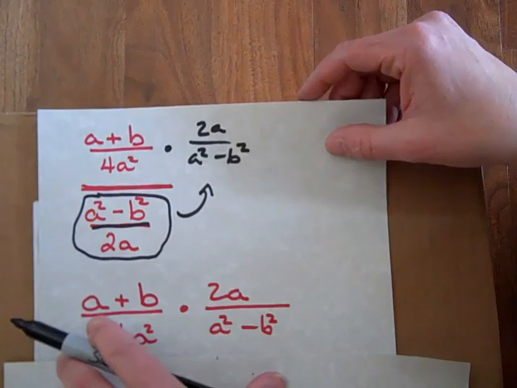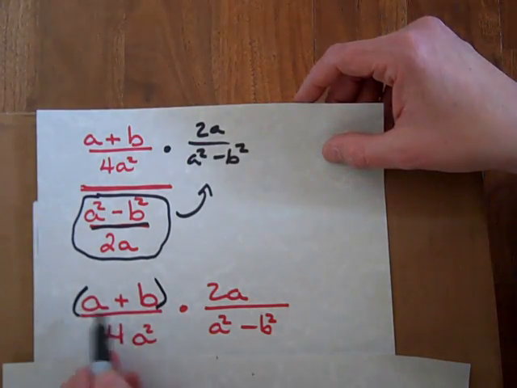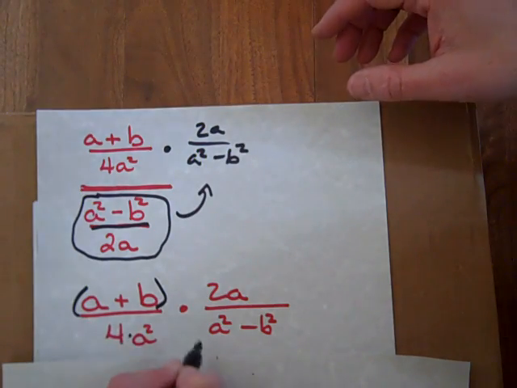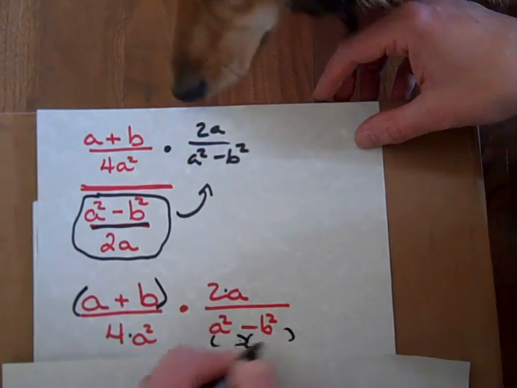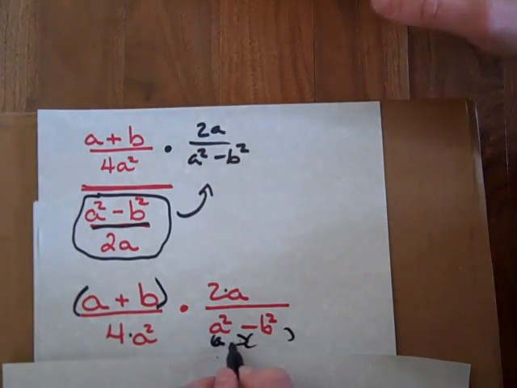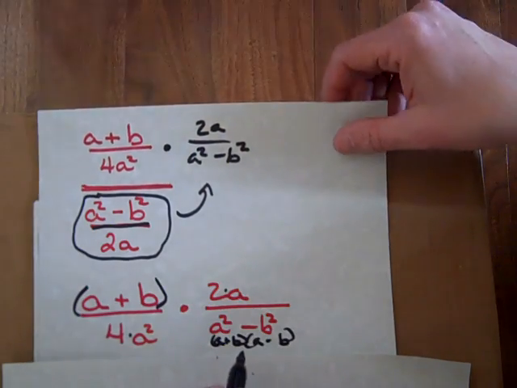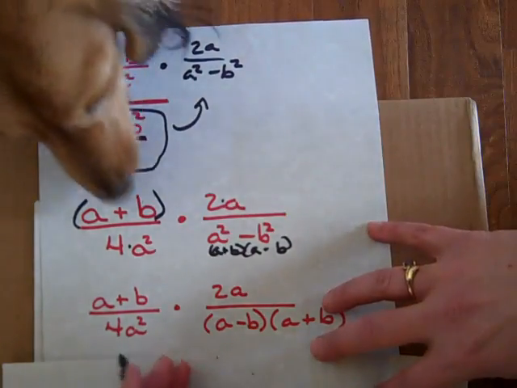So here we are. All right, so this is already factored. That's as much as it can be, those two terms. So we're going to leave it that way. We had a 4 times an a squared that'll reduce with the 2a, but this will factor as an a plus b and an a minus b. When we do that, we're going to be able to reduce like factors.